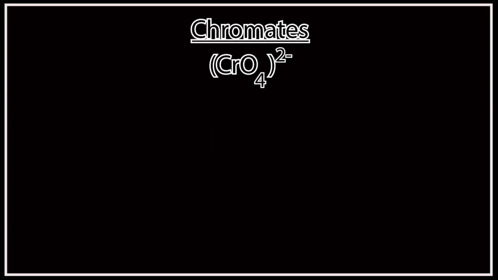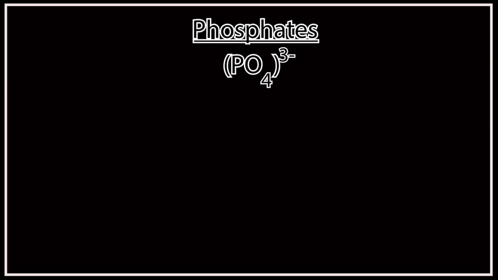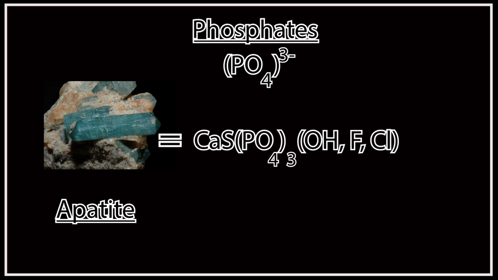The next group is chromates. Its anion complex is CrO4(2). A mineral example is crocoite. Its chemical composition is PbCrO4. The next group is phosphates, which is (PO4)3. A mineral example is apatite, and its chemical composition is Ca5(PO4)3, followed by one of the following in the parentheses: OH, F, or Cl.